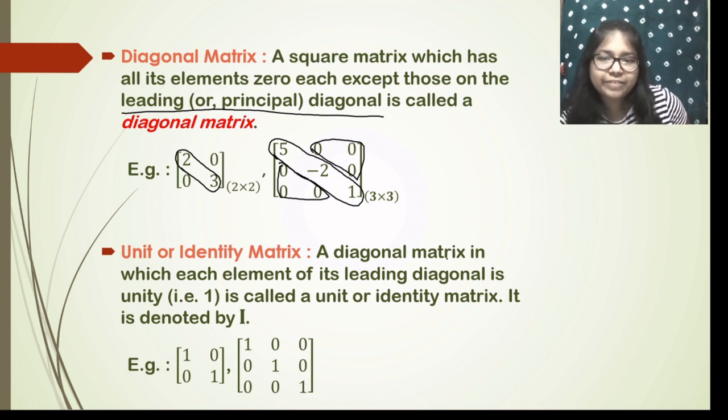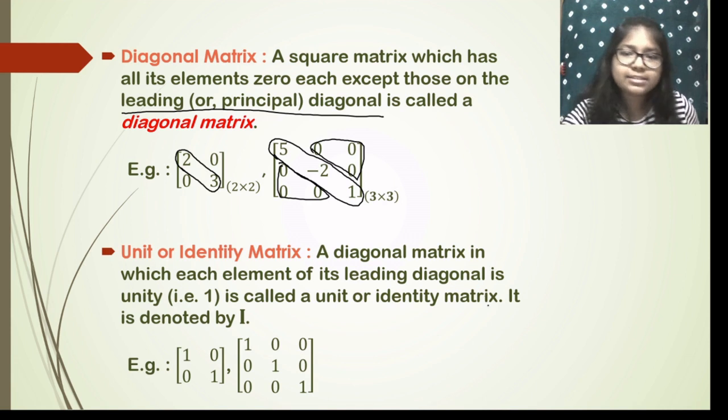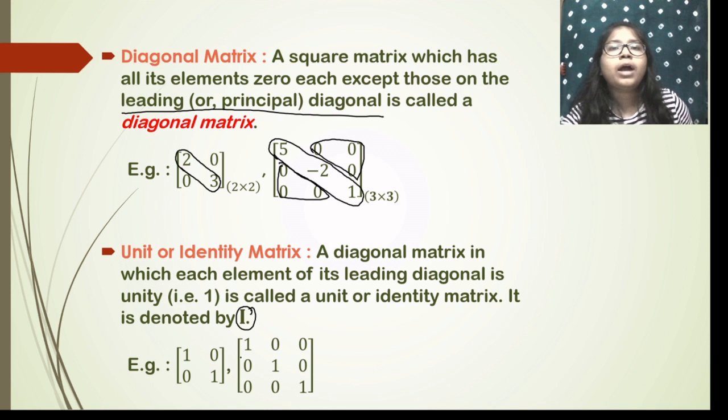Unit or identity matrix. A diagonal matrix in which each element of its leading diagonal is unity, that is 1, is called a unit or identity matrix. It is denoted by I. Remember, I means unit matrix. That means the left diagonal elements should be 1 and all other elements should be 0.